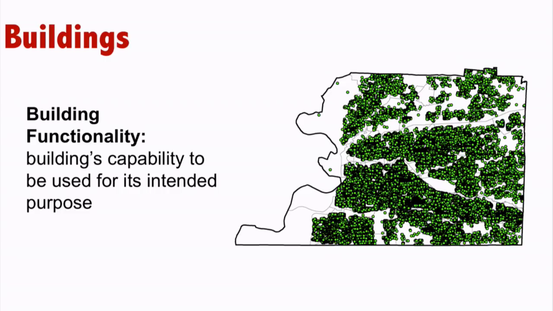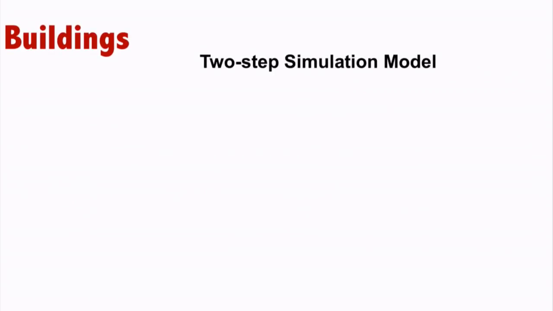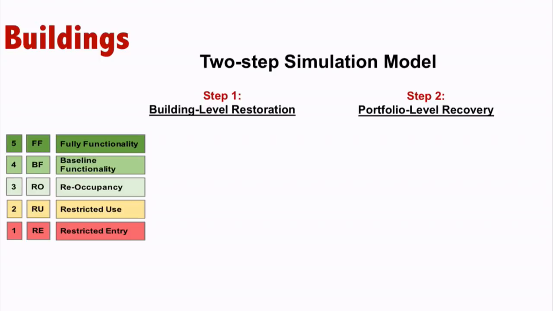We define building functionality as a building's capability to be used for its intended purpose. This is a function of both the physical damage state of the structure as well as the availability of essential utilities. In our 2-step modeling, we first simulate the building restoration as a discrete state continuous time Markov chain. The 5 discrete building functionality states are listed on the left. Starting at the most severe state at the bottom, we have restricted entry, then restricted use, then reoccupancy, followed by baseline functionality, and then finally full functionality.